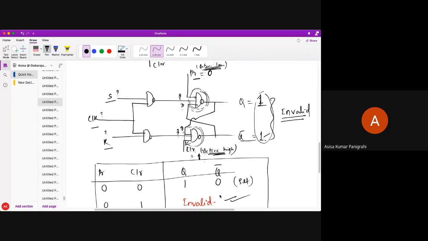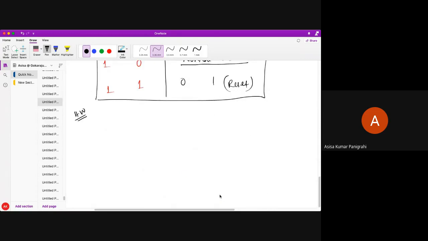If there is no doubt, we'll move to the next one. So this will be homework for you. Design an SR flip-flop with active low clear and active high preset. This you have to do.